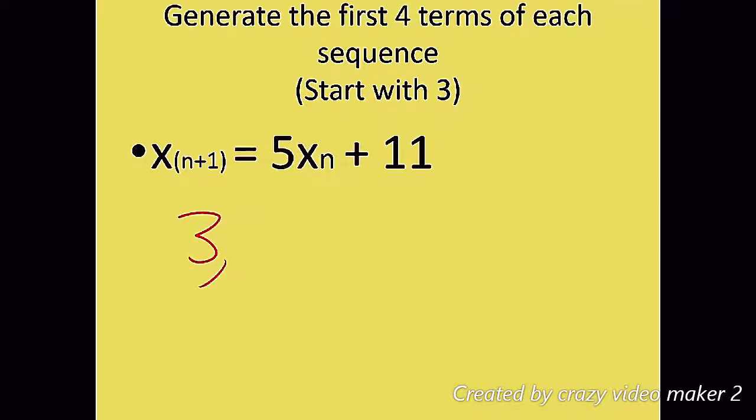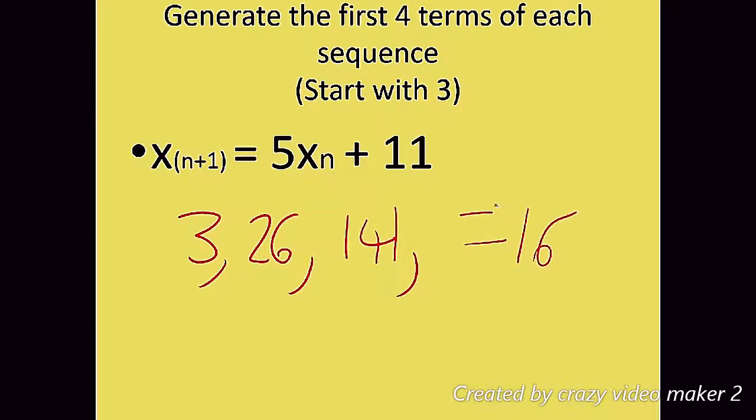Okay, so I'll start with 3, as it says in the question. I'm going to have to times it by 5, and then plus 11. 3 times 5 plus 11, I've got 26. Then I'm going to have to put 26 in place of xn. So times by 5 plus 11, which I've got 141. And I have to times that by 5 plus 11, which is 716.